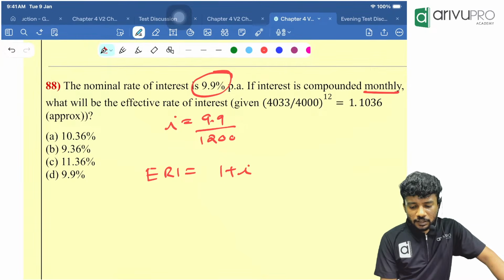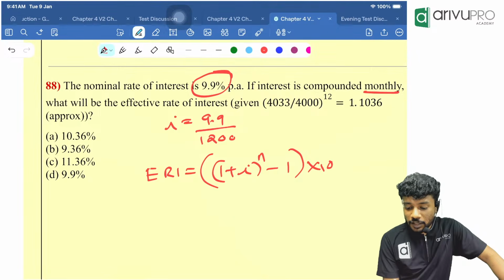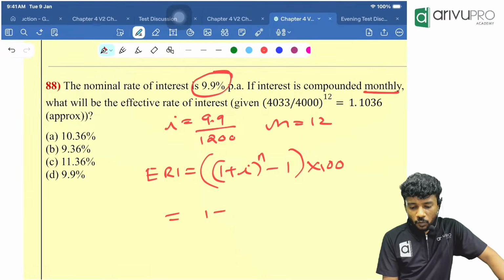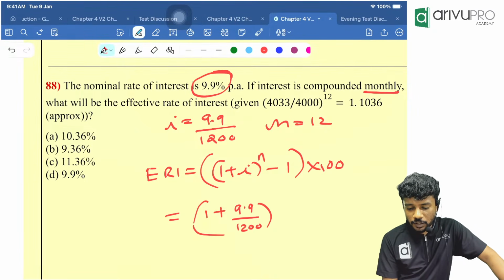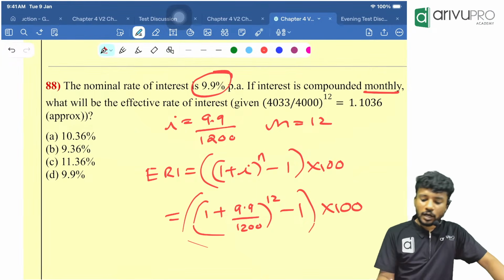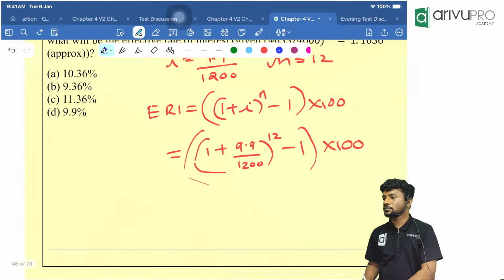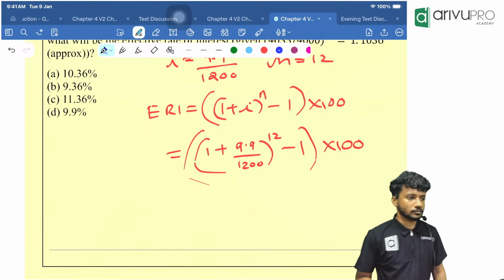It is 1 plus i, the whole power n minus 1, then multiply it with 100. n will be how much, people? 12. So 1 plus 9.9 divided by 1200, the whole power 12, minus 1, into 100. Get me your answer. 11.27.